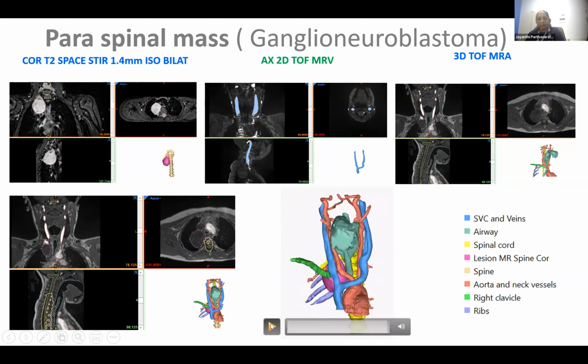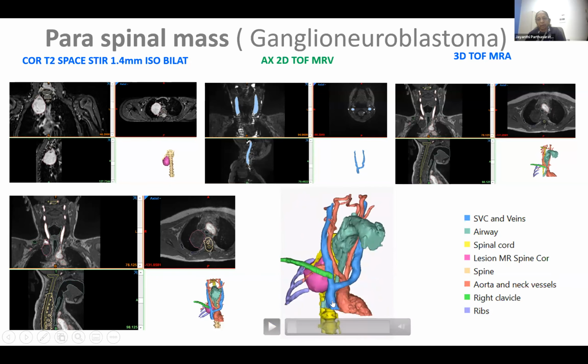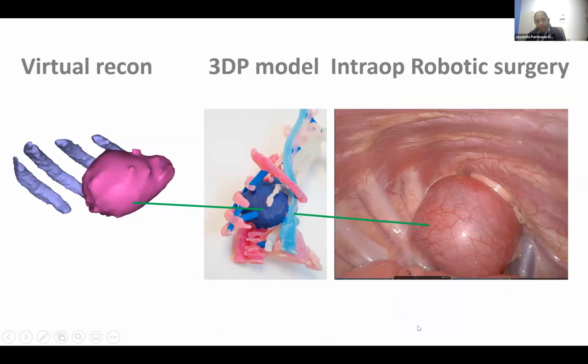So this kid, these are the ribs. You can see the right clavicle up here. You can see the SVC and the veins. You can see the arch of the aorta and the neck vessels, and this is the trachea. So they were able to get a lot of information. This kid was undergoing robotic surgery, so there was no way the surgeon was going to see anything other than the tumor itself when she does a robotic surgery.